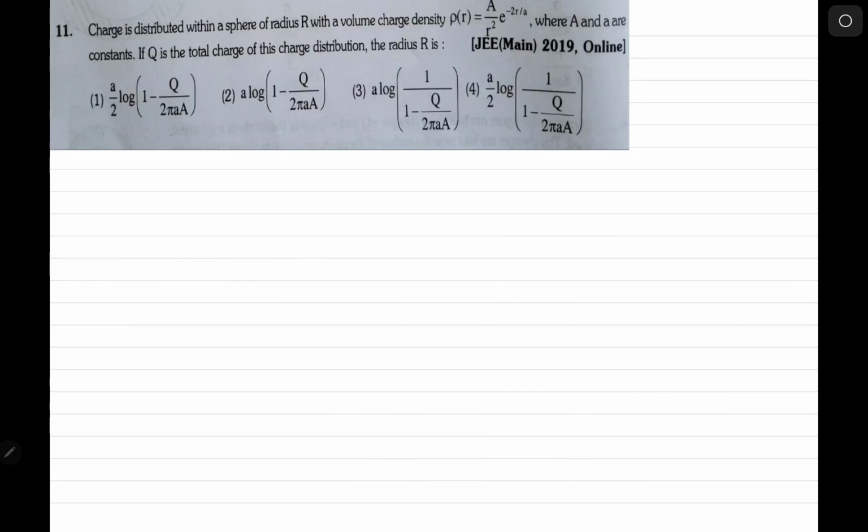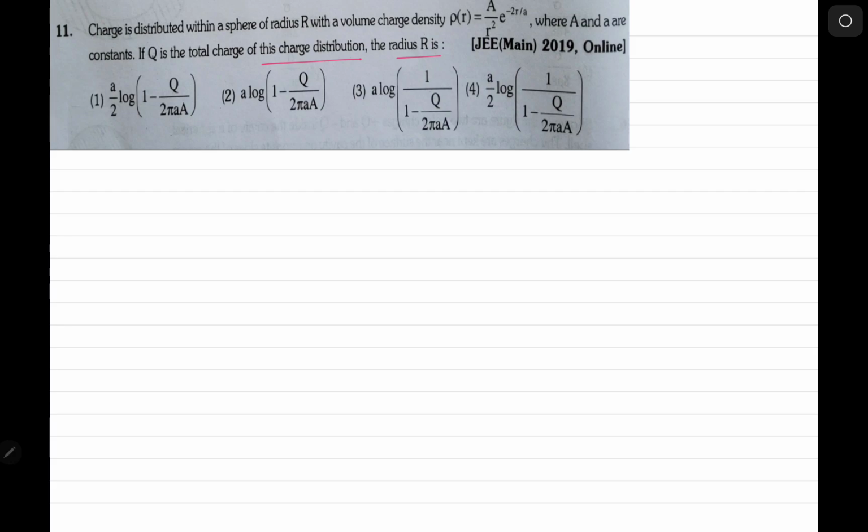Okay, so this question again similar. A charge is distributed in a sphere of radius R with the volume charge density rho = (A/r²) e^(-2r/a), where A and a are constants. If Q is the total charge of this charge distribution, the radius R is.